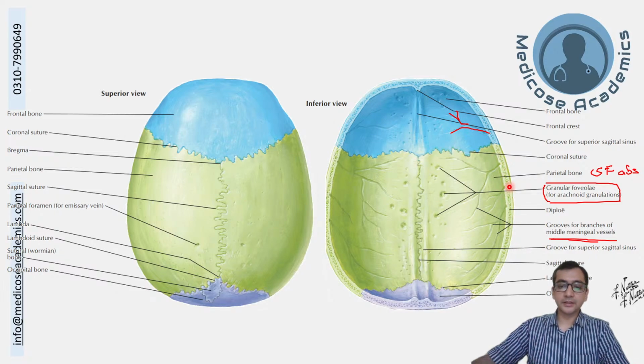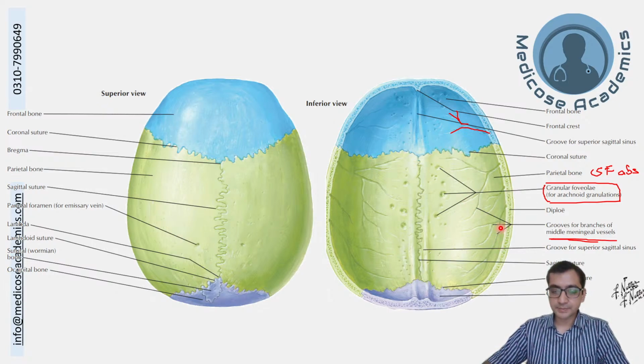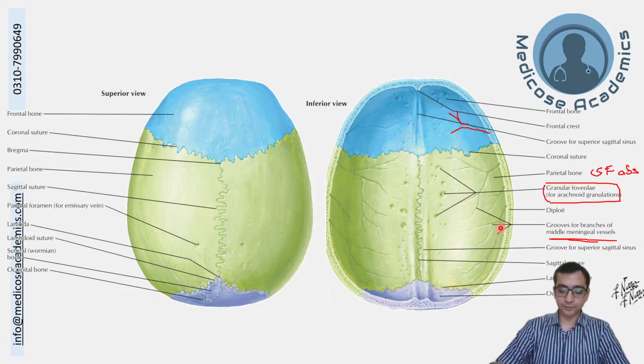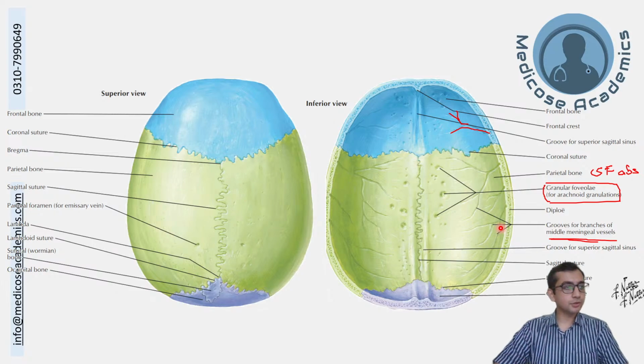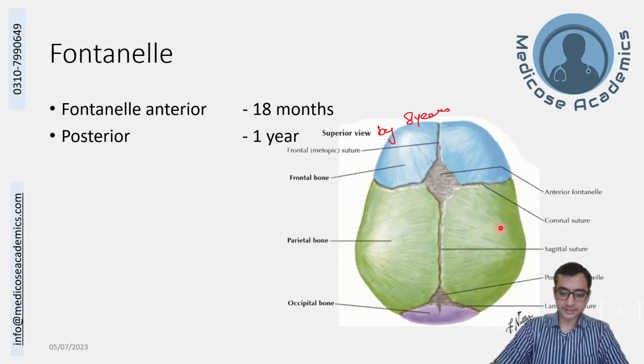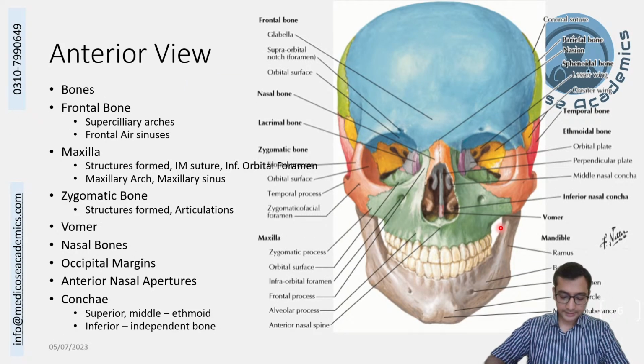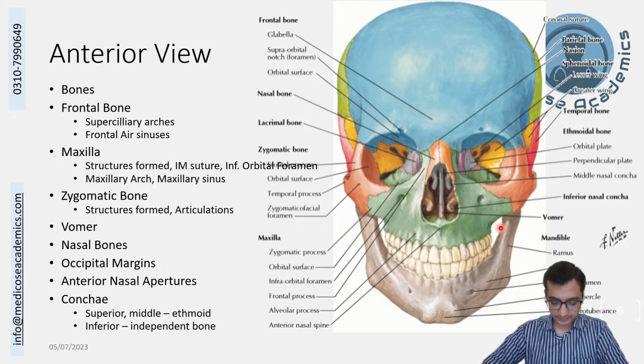You will see later that it becomes important that one of the grooves passes the point where four bones meet, the pterion, which we will see in the lateral view of the skull. So this is about the vertical view and the inside view of the calvaria. If you have any questions, please comment in the live chat and I will try my best to answer. Let's move on to the anterior view of the skull.